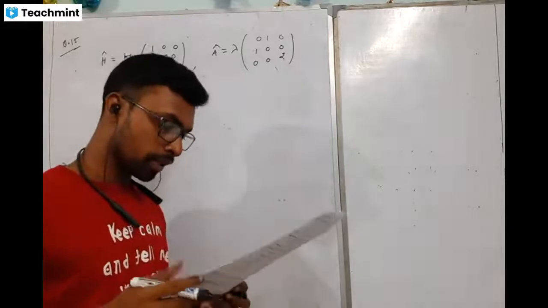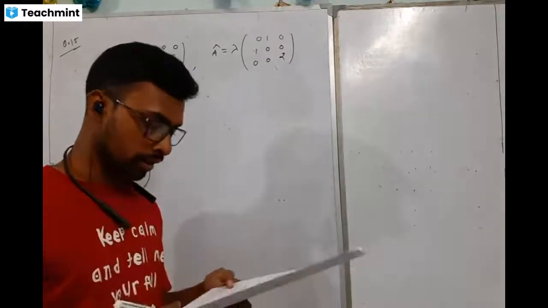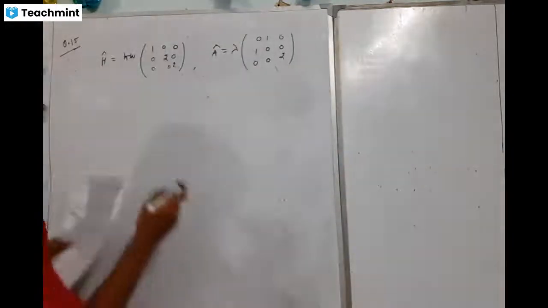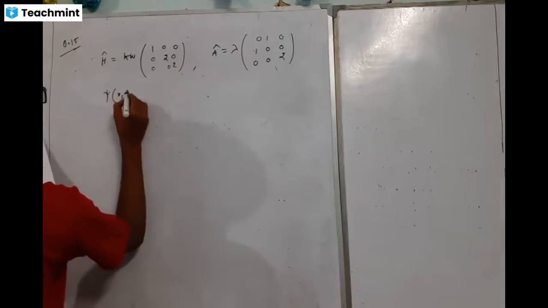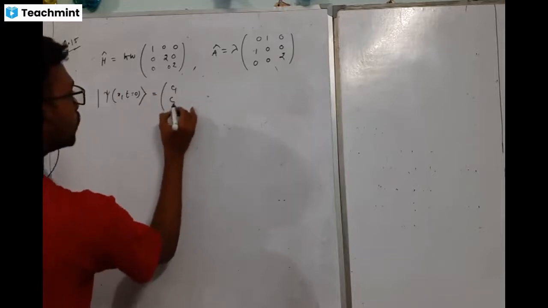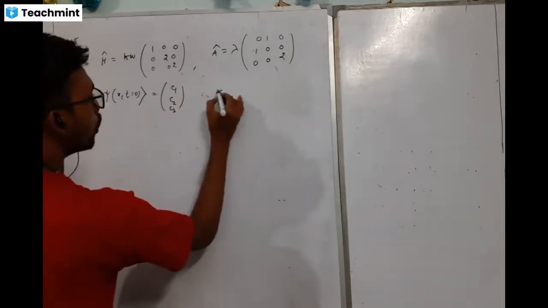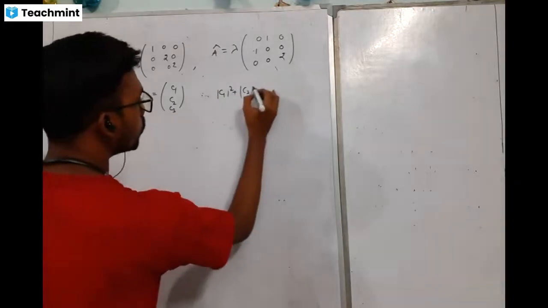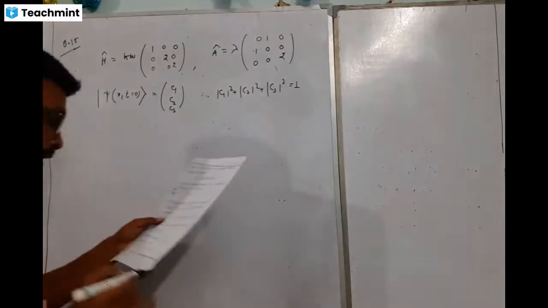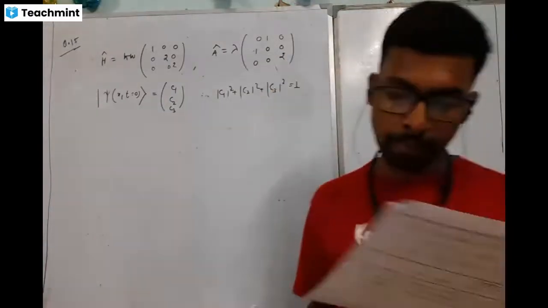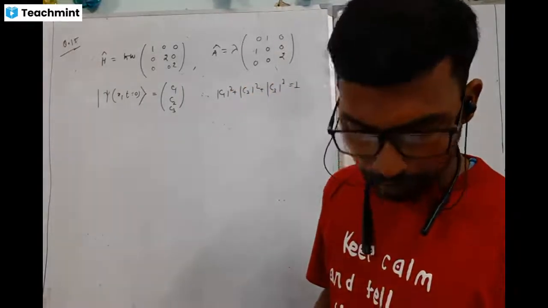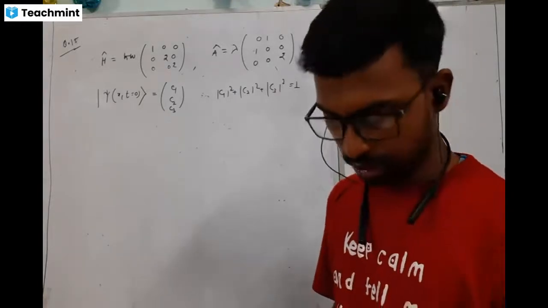If the system starts out in the state psi of t equals 0, given by c1, c2, c3, with mod c1 square plus mod c2 square plus mod c3 square equals 1, find the probability that the value lambda will be obtained while measuring A cap on the state at time t.